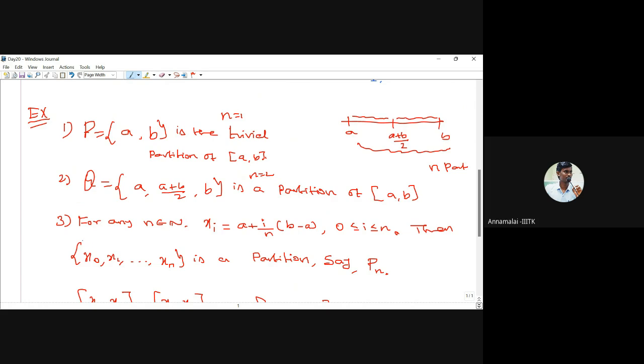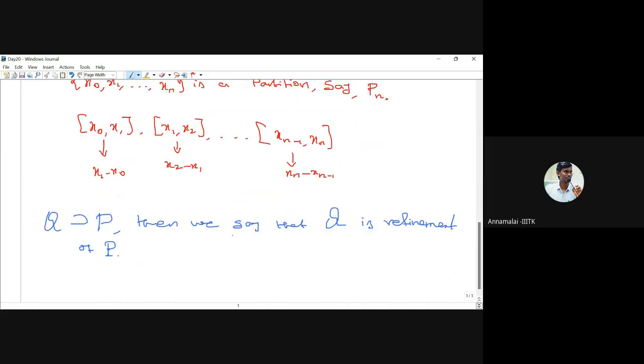Look at this P and Q. Q also contains P, which is {a, b}. Therefore, Q is a refinement of P. Now look at the third one, Pn. If we take some other partition, call it P dash, which is contained in Pn, say P dash has 3 points but Pn contains more than 3 points, and all the points of P dash are points of Pn. So if some partition Q contains P, then Q is a refinement of P.